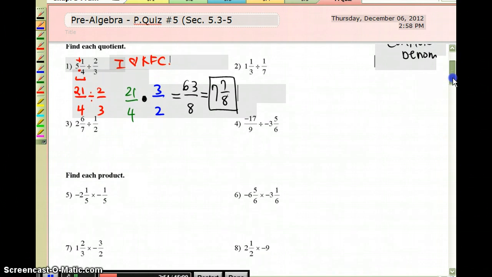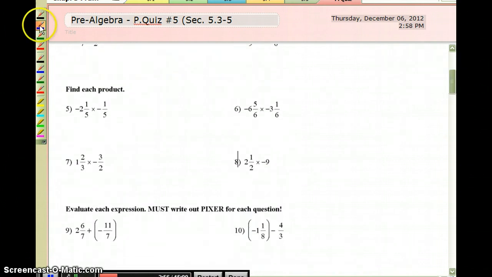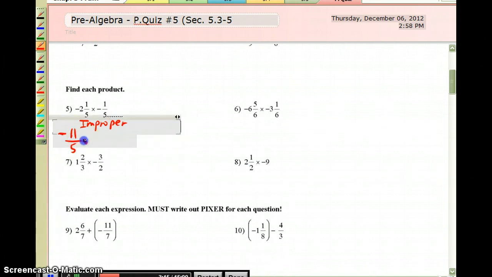I'm just going to do one from the product. So when I multiply, let me do number 5 here. When I have a negative fraction, I can just kind of put the negative to the side. I'm going to make it improper, 11 over 5, then keeping the negative just with 11. I'm going to multiply that with negative 1 over 5. I'm going to keep the negative with the 1.